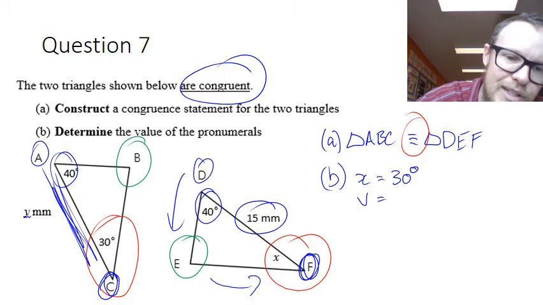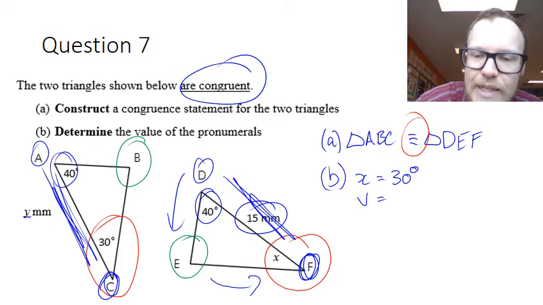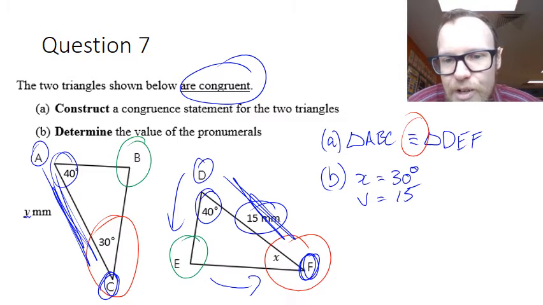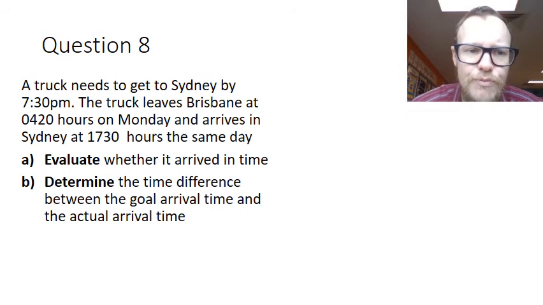So these two sides match. They're the two longest sides. So that means that V is equal to 15 here, because we're given that it's V millimeters. So V is equal to 15.